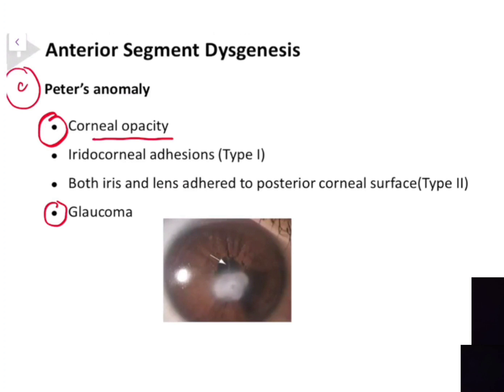Now Peters is again divided into type 1 and type 2 depending on whether there are iridocorneal adhesions or both the iris and the lens are attached to the posterior corneal surface. So if only the cornea and the iris are attached to each other, we will call it type 1 Peters, and if both the iris and the lens are attached to the posterior corneal surface, we will call it type 2 Peters. So essentially we must have a corneal opacity and we will have glaucoma. Apart from this, in type 1 you will have iridocorneal adhesions, or in type 2 you will have both iris and lens attached to the cornea. So this is another, third variety of anterior segment dysgenesis.